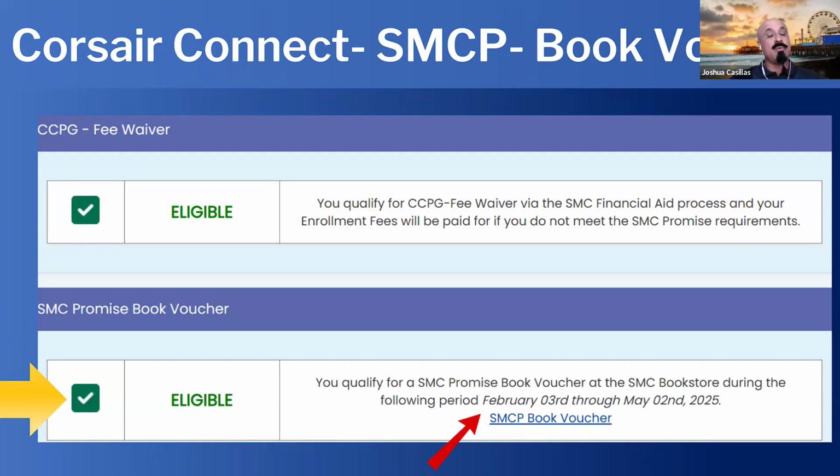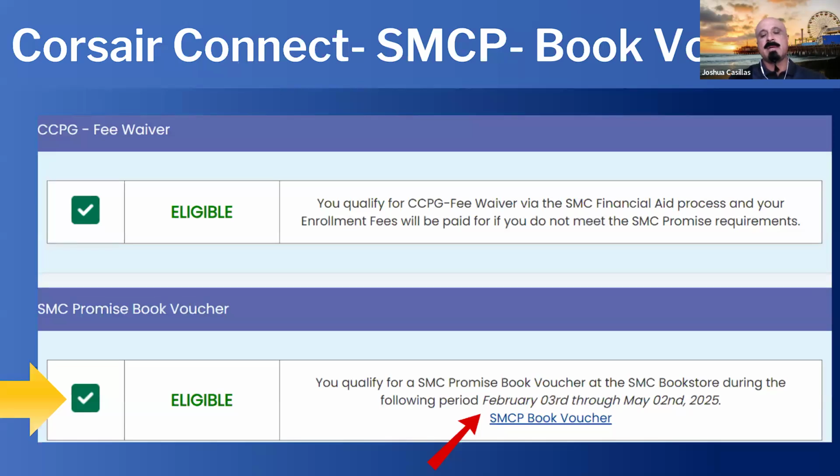And you want to use your SMC Promise book voucher. You can use it online, okay? You cannot order materials and supplies online, only books. If you want to get your materials and supplies, you have to go in person. You can also go in person.